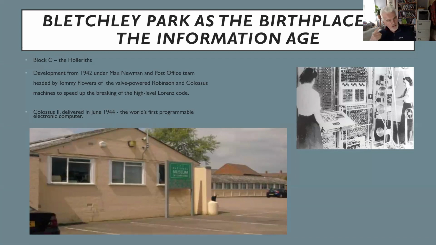But of course, it's that development from 1942, where you've got the bombe machines, and then the development, under Max Newman and the Post Office team headed by Tommy Flowers, of the valve-powered Robinson and Colossus machines to speed up the breaking of the high-level Lorenz code, which is a very sophisticated step on from the Enigma machine. Colossus 2 was delivered in June 1944, the world's first programmable electronic computer.